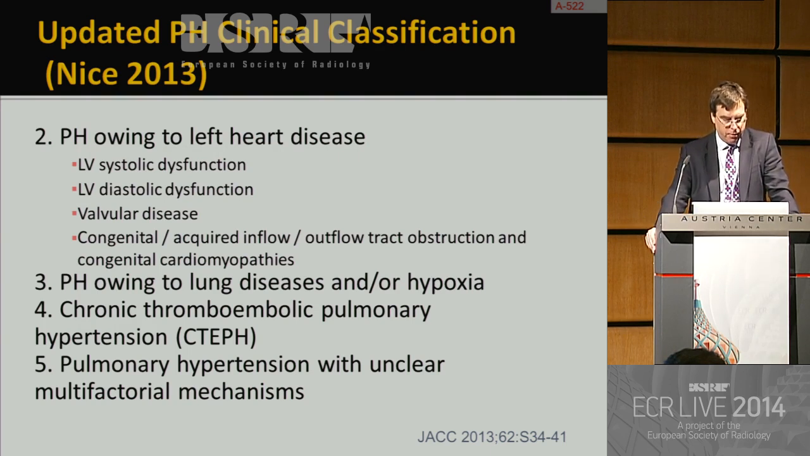Another common group, pulmonary hypertension secondary to chronic lung disease or chronic hypoxia. Chronic thromboembolic disease, we'll mention more of later, under-recognized disease. And then there's a really catch-all group 5, which includes a variety of rather disparate disorders.